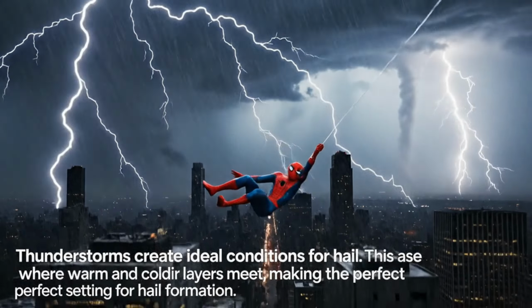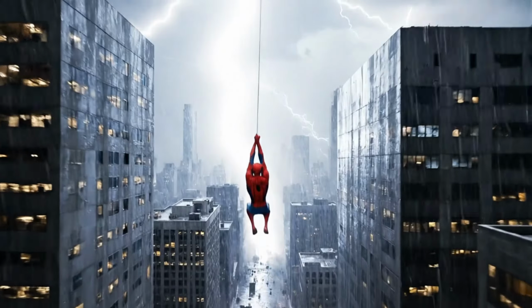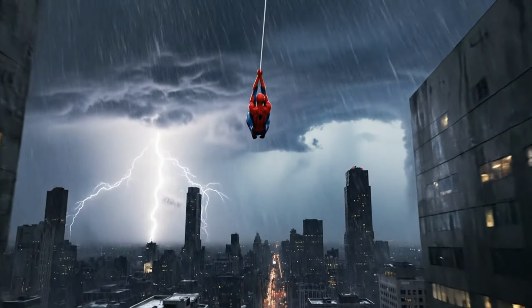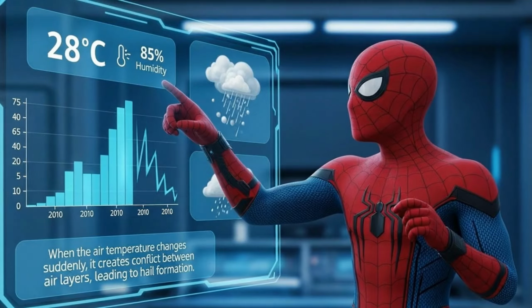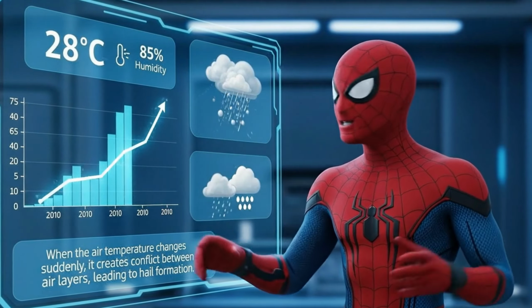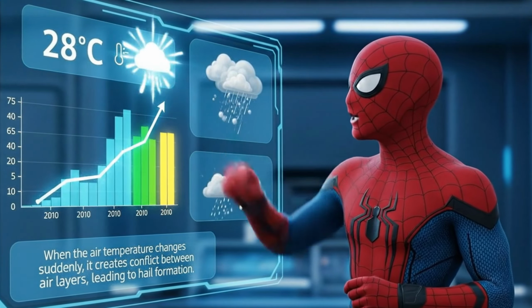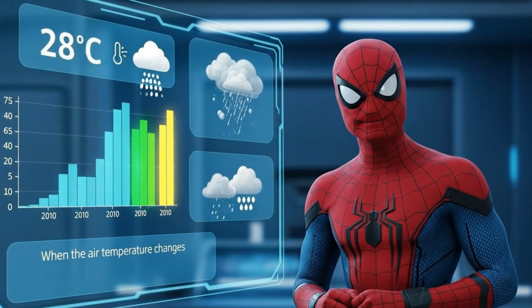Thunderstorms create ideal conditions for hail. This is where warm and cold air layers meet, making the perfect setting for hail formation. When the air temperature changes suddenly, it creates conflict between air layers, leading to hail formation.